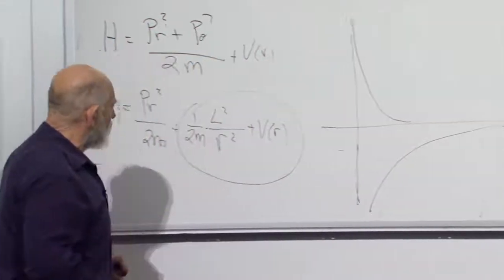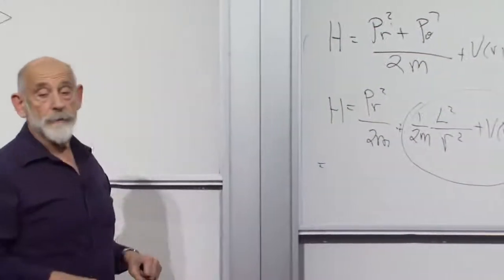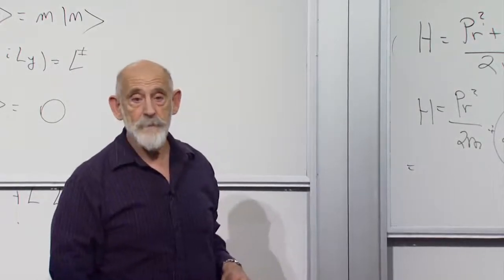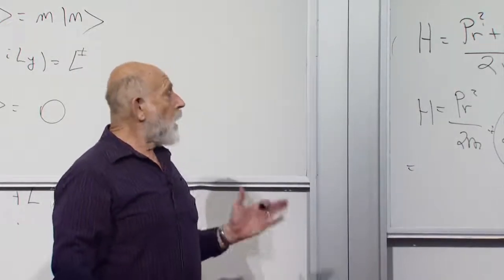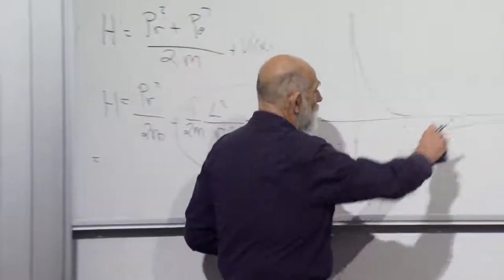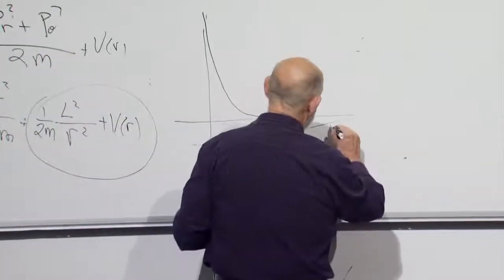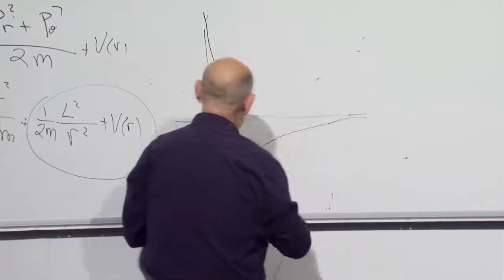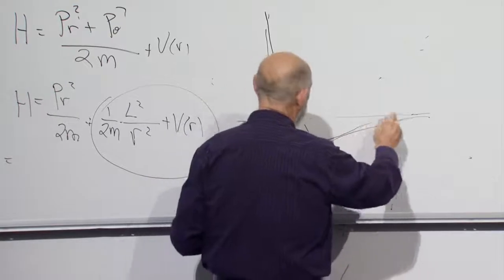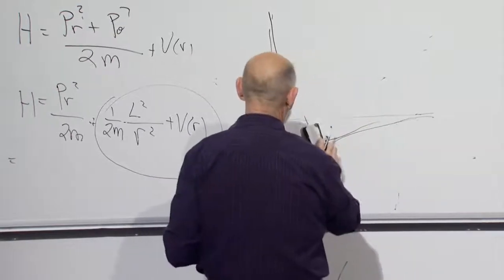What about for large r, if V is 1 over r? Supposing V is the Coulomb potential, 1 over r is bigger than 1 over r squared. So, asymptotically far out, the Coulomb potential wins. And what happens in between? What happens in between looks like this.